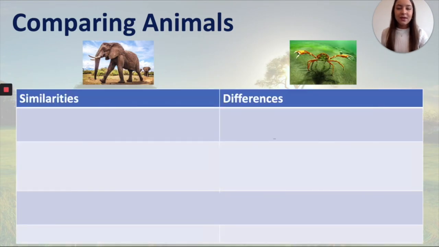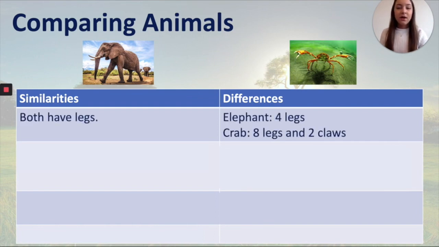Okay, so here's my table of similarities and differences. I'm just going to go through some ideas I came up with, but you probably have a lot more. So I realised that both of these animals have legs, but the difference is that the elephant has 4 legs and the crab has 8 legs and 2 claws.